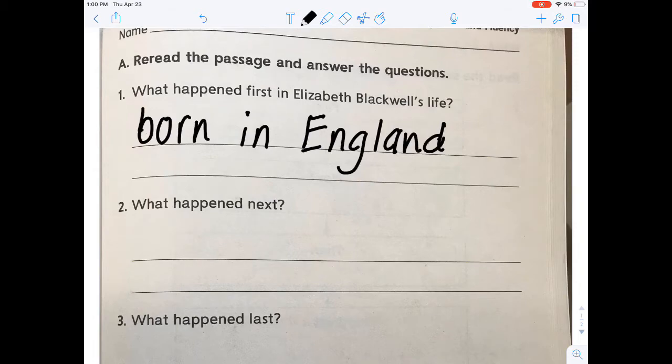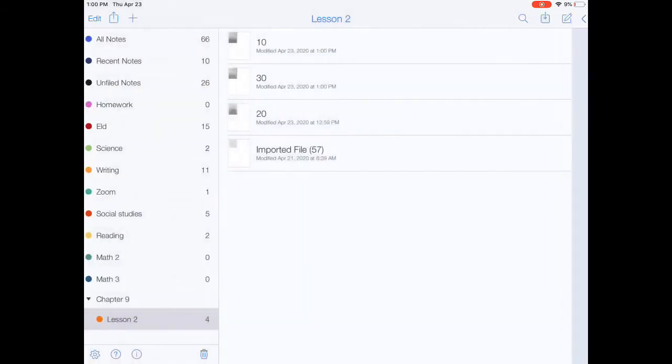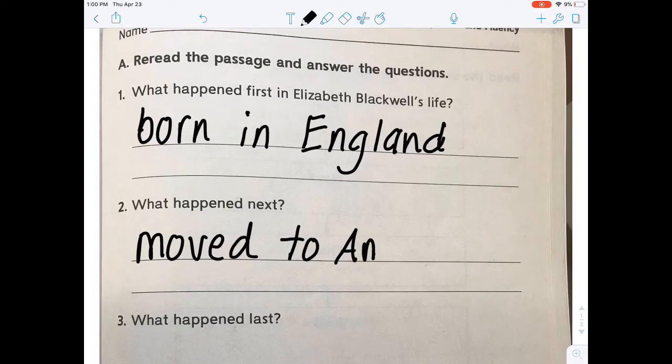All right, what happened next? Let's go back and look. So first was born in England. What's the very next thing? Her family moved to America. We can use that. Moved to America.